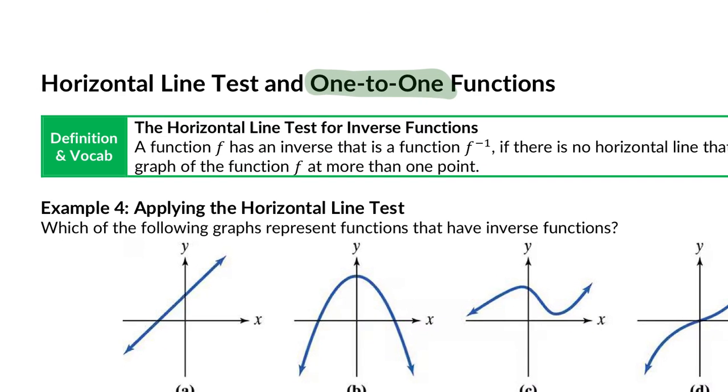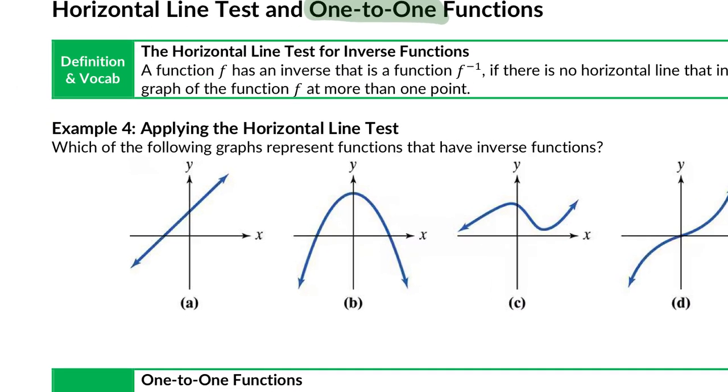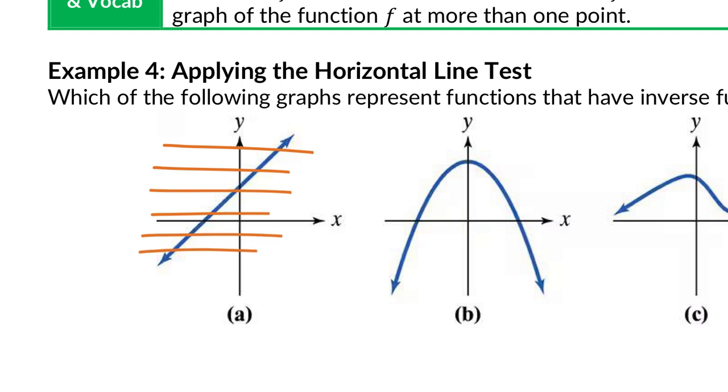The horizontal line test tells me whether a function f has an inverse that is also a function. So if I was doing the horizontal line test here, and I was trying all of these horizontal lines, do any of these horizontal lines touch this graph more than once? No. So what we conclude is not necessarily that this is a function, although that it is. We would know that the inverse of this is a function.